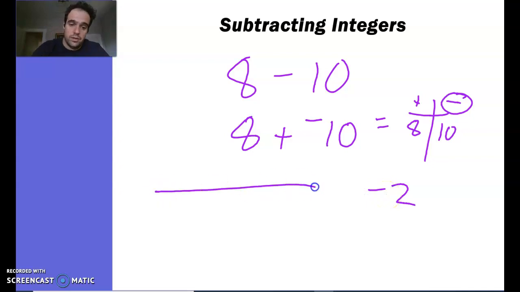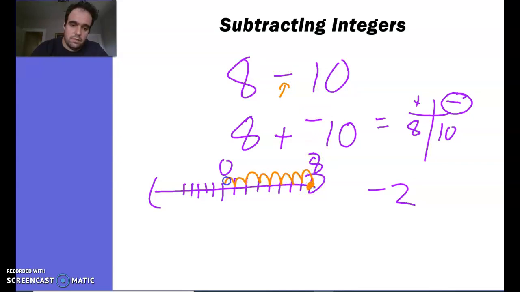Okay. Alternative logic. I'll try to draw this. 0, 1, 2, 3, 4, 5, 6, 7, 8. Draw a couple on the negative side because we're going to need it. We're going to be moving to the left -10 spaces. 1, 2, 3, 4, 5, 6, 7, 8, 9, 10. This is 2 on the negative side. Same logic.